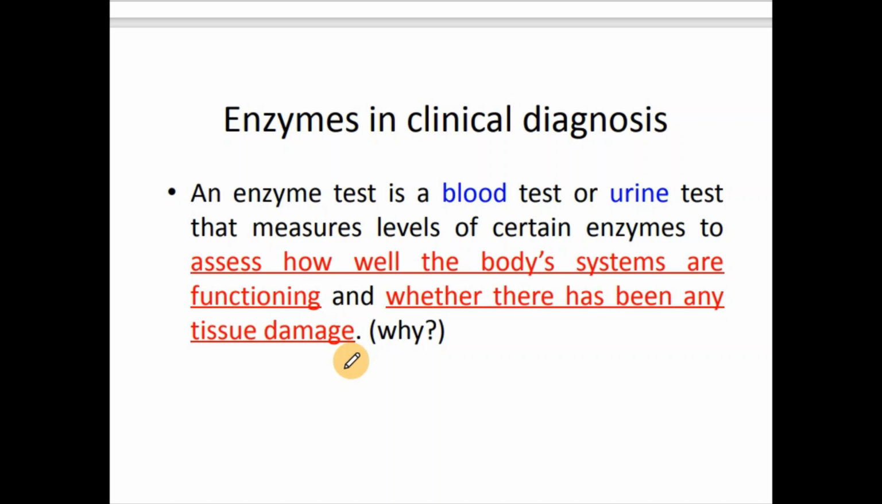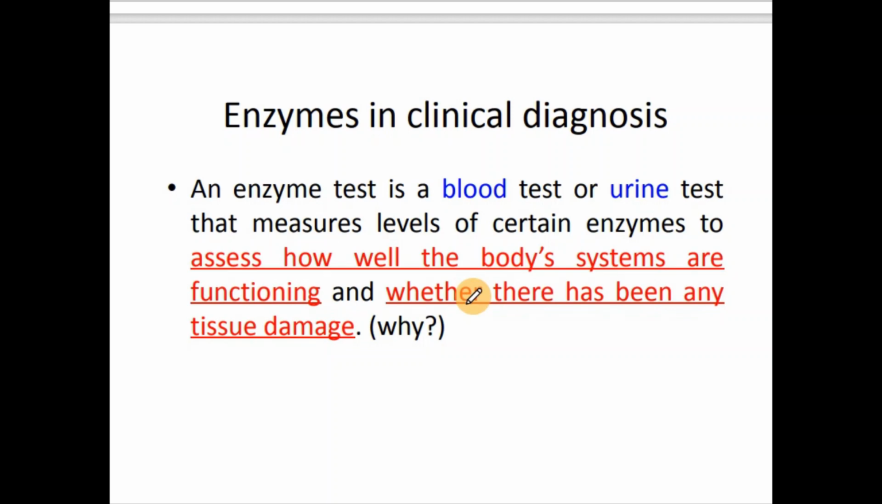If an enzyme is confined only to the liver and we test for that enzyme in the blood or the urine, and we realize that that enzyme occurs at high concentration in the urine or the blood, you can see there is damage to these organs. So they are used to assess how well a particular body system or a particular organ in the body is working, or whether there has been any tissue damage. So if there's damage to the liver tissues, then the liver cells are going to release some enzymes into the blood, or even the urine.